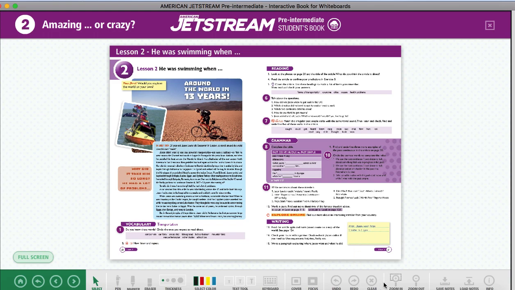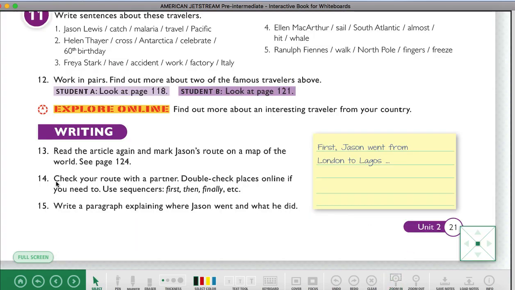And finally, the final exercise in this lesson is gonna be the number 15, okay? This is the writing section, so this is the one I am going to count in the list. And read the article. Well, this is not going to be done. Skip it. Check your rule. Okay, skip it. 15. Write a paragraph explaining where Jason went and what he did. Okay? So this is like a story. You will invent the story, but you will make it up.